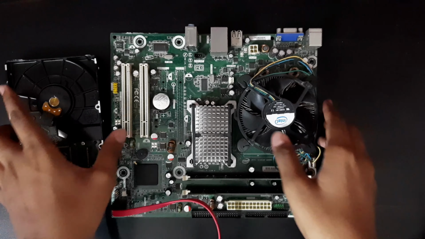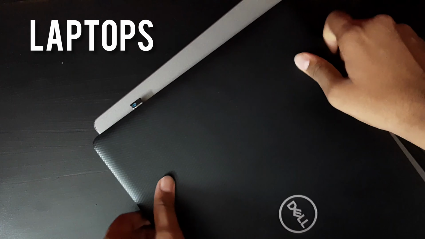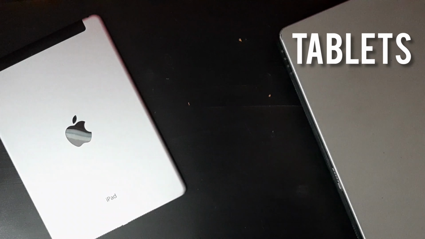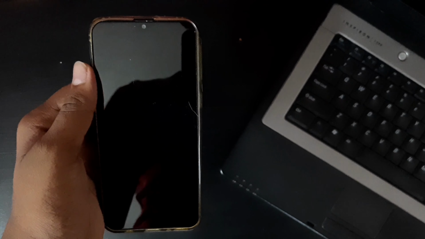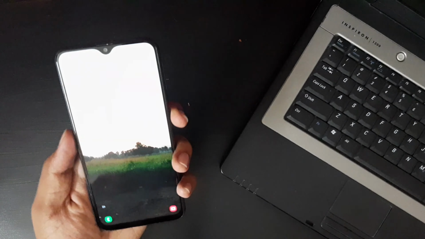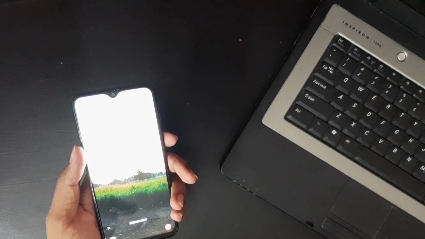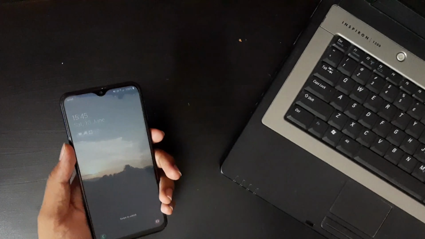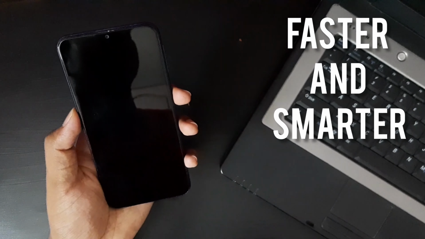Let's keep this stuff aside and let's discuss our daily devices. Daily devices, we use laptops, tablets, and smartphones. Compared to a PC, most of the latest smartphones are way faster than our personal computers or laptops. They get a ton of RAM like 16 GB, 20 GB, compared to this laptop, which is my old and first laptop, with 2 GB of RAM. Smartphones have gotten even faster and smarter than most of the PCs today.